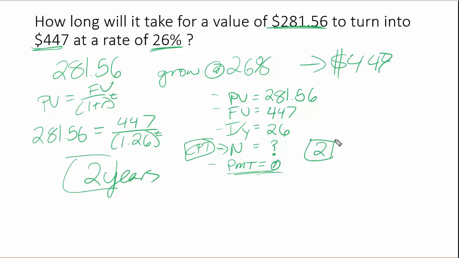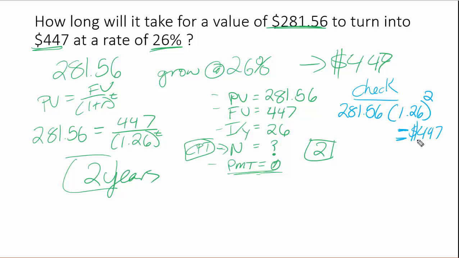Now, if you want to check it, this is one way we can check our answer to make sure that we're correct. If I take a present value of $281.56 and stick it into an account that is going to earn 26% interest for 2 years, how much am I going to end up with? Essentially, we're doing the same sort of problem. We're taking a present value and trying to figure out a future value, and you'll notice that when you plug this in, it gives us that same value of $447. So that's basically the way we can check if we are not certain about the way the number comes out.